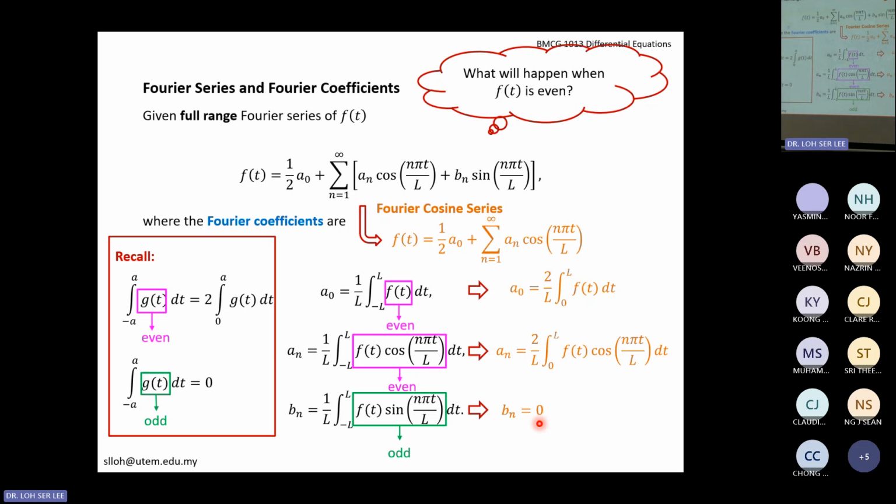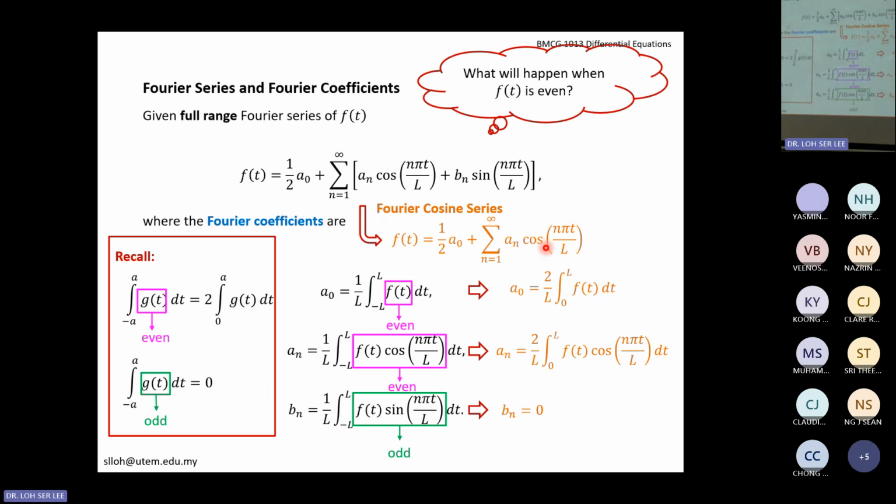So when your Bn is 0, that means this term is gone. So you have only An cos(nπt/L) and also A0/2. This is the new formula now. This one, the one in orange color, is called the Fourier cosine series. Why is it called Fourier cosine? Because in this series, you have only cos function. So this is the Fourier cosine series.